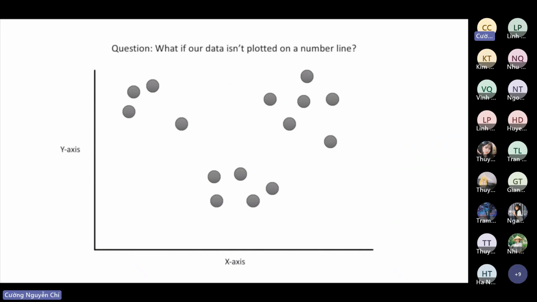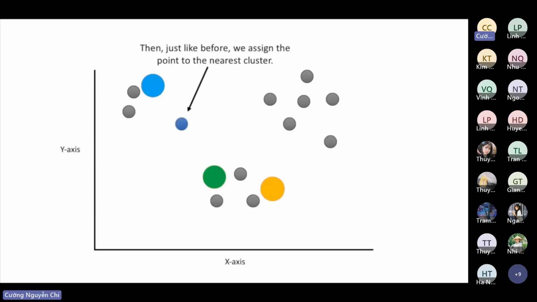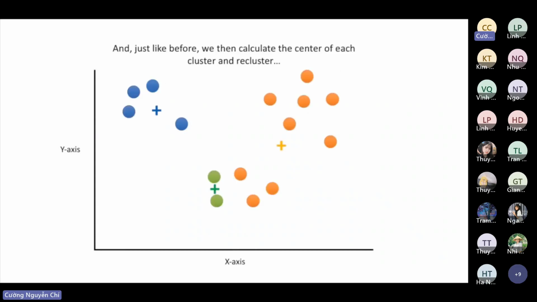Question: what if our data isn't plotted on a number line? Just like before, you pick 3 random points. And we use the Euclidean distance. In 2 dimensions, the Euclidean distance is the same thing as the Pythagorean theorem. Then, just like before, we assign the point to the nearest cluster. And just like before, we then calculate the center of each cluster and recluster. Bam! Although this looks good, the computer doesn't know that until it does the clustering a few more times.